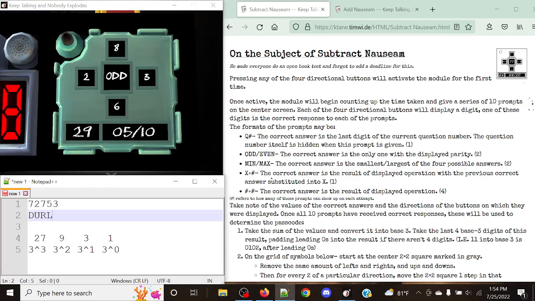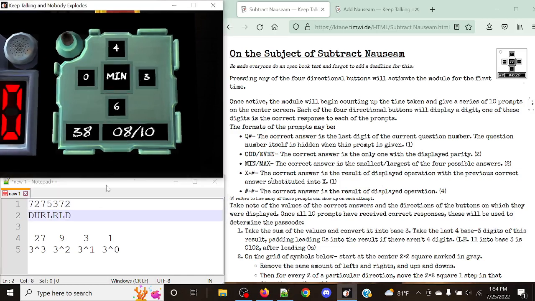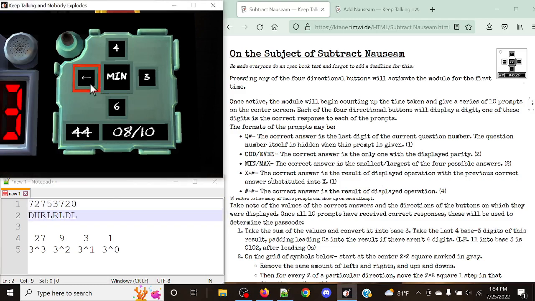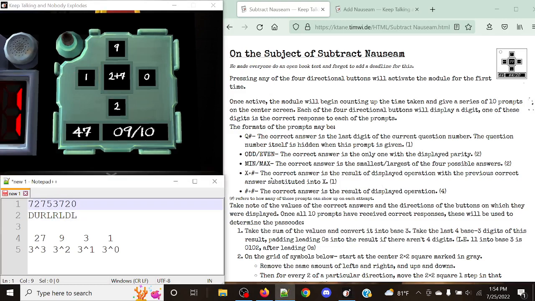Odd is going to be 3 in the right. 63 divided by 9 is going to be 7, which is left. 3 minus 1 is going to be 2, which is down. Minimum is going to be the 0, which is left. 0 now has the possibility of actually being an answer on this, as I just mentioned beforehand. So that's going to be your answer. 2 plus 7 is going to be 9, which is in the up position.